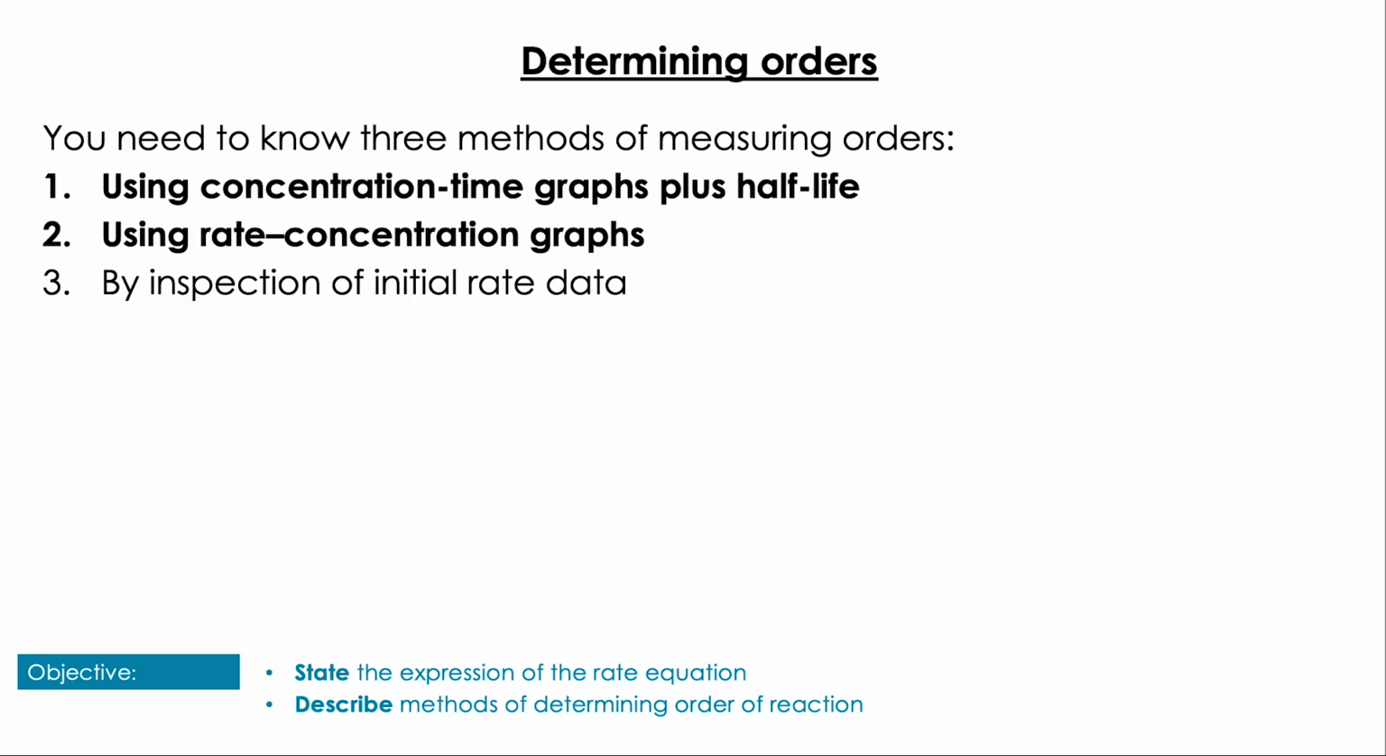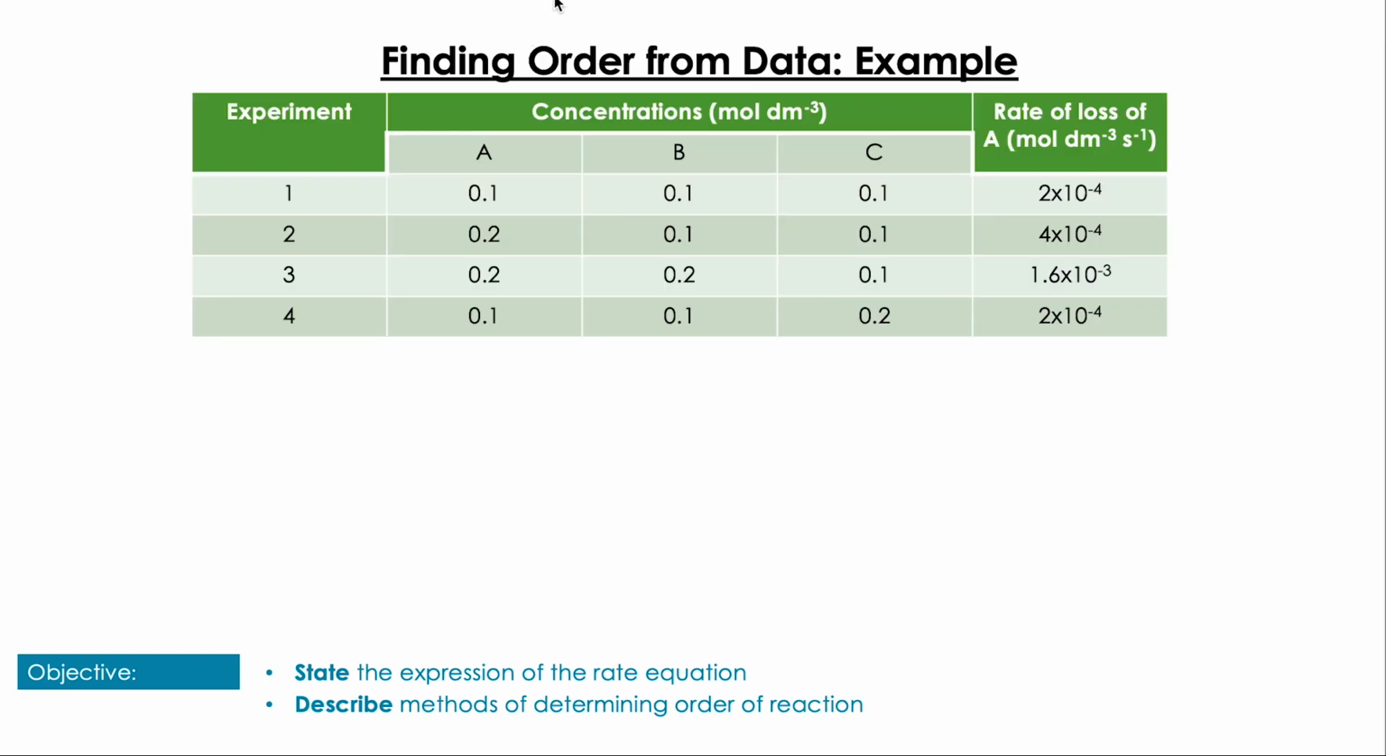Now we're going to have a look at inspecting initial rate data, and this is a very common exam type question at IB. So let's have a look at some data. So really, we've got experiments, concentrations, and we've got the rate. So we've done different experiments with different concentrations. This is assuming temperature stays the same. And then we're going to go through and determine what is the order of reaction with respect to A, B, and C. And then we're going to write the rate expression from that.